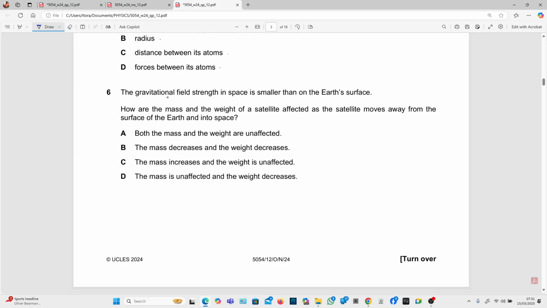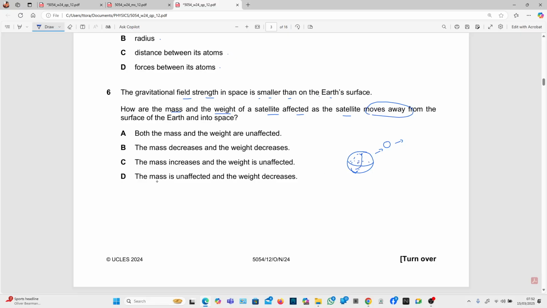The gravitational field strength in space is smaller than that on Earth. We can see that with reference to the moon and the Earth. So over here I've got the Earth, and it has a gravitational force that pulls objects. Now, how are the mass and weight of a satellite affected as the satellite moves away from the surface of the Earth into space? Here the satellite is now moving away. And of course, if it comes closer to the Earth, there will be a tendency that the weight is going to increase, as it pulls everything.